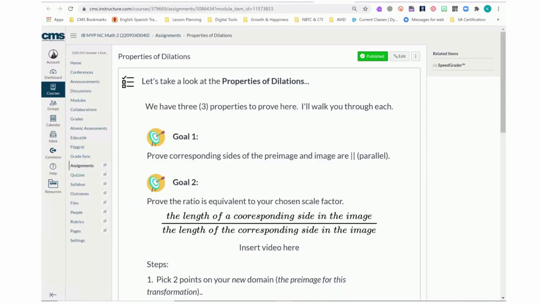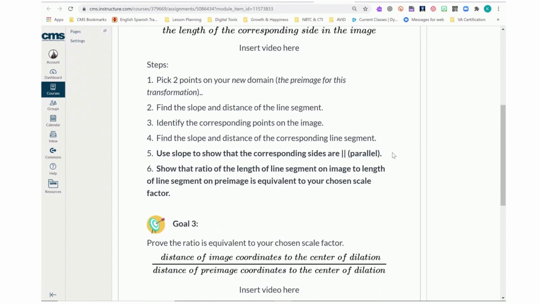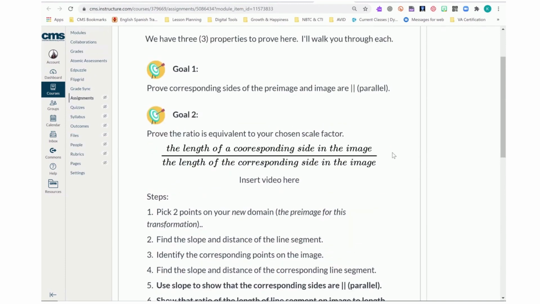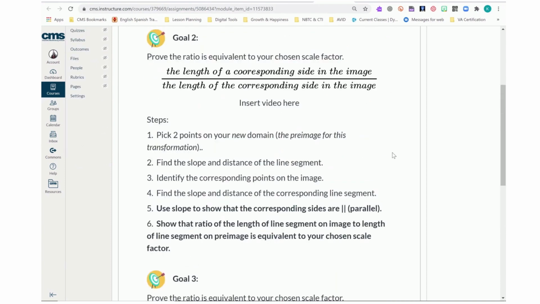In another video, we did the properties of a translation. We have to prove that the slopes are the same. So let's take a look at the steps. Step 1, you are going to pick 2 points on your new domain for this transformation. Step 2, you're going to find the slope. Also, the second goal is to prove that the ratio is equivalent to your chosen scale factor. Let me not leave that out. We can perform these 2 things at the same time. And then you have a third goal that we will do in a different video.